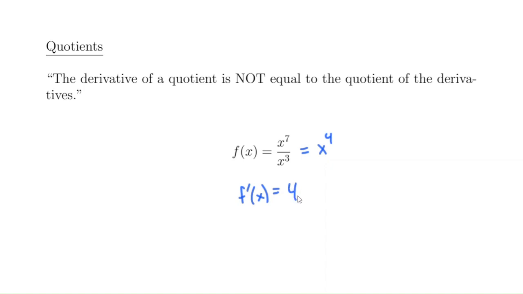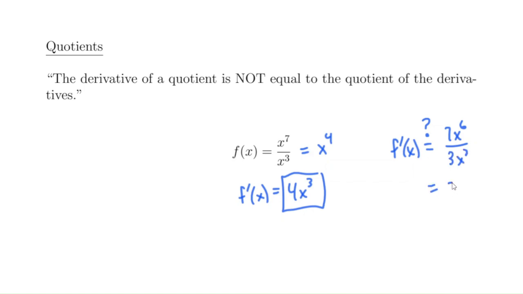Then f prime of x would be 4x cubed. Okay, so that's the answer. That's the correct answer to what's the derivative of x to the 7th over x cubed. Right? We just simplify it to x to the 4th and take the derivative. Is that the same thing? Okay, would we have gotten the correct answer if we just did the derivative of the top one, which would be 7x to the 6th, divided by the derivative of the bottom one, 3x squared? And it turns out no.